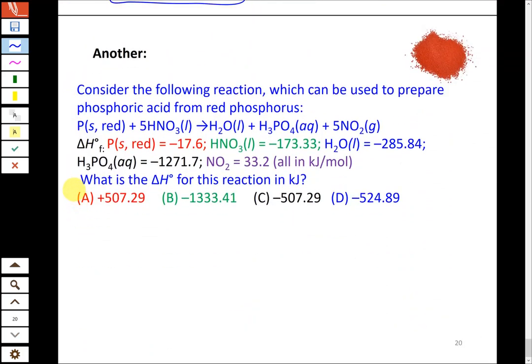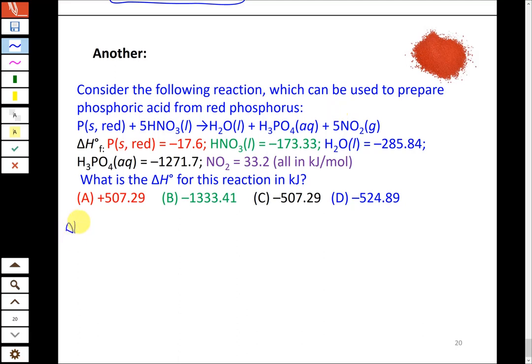So we have this reaction that we can use to prepare phosphoric acid. Another form of phosphorus is called red phosphorus. That's just P, it's not P4, so that's not the standard state. But we can combine that with nitric acid, and that'll make phosphoric acid and a couple other byproducts. So what is delta H for this reaction?